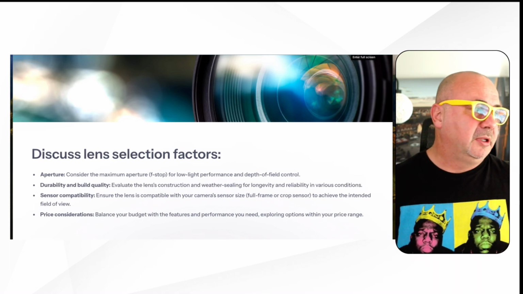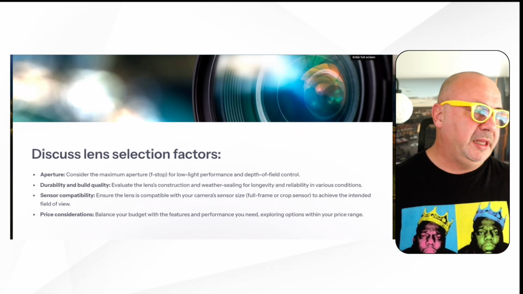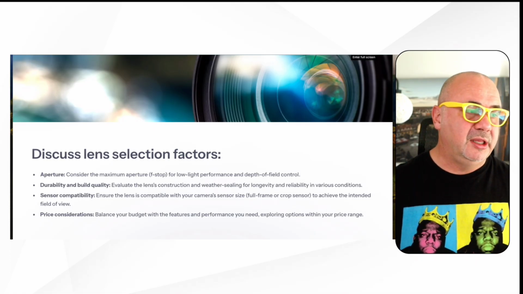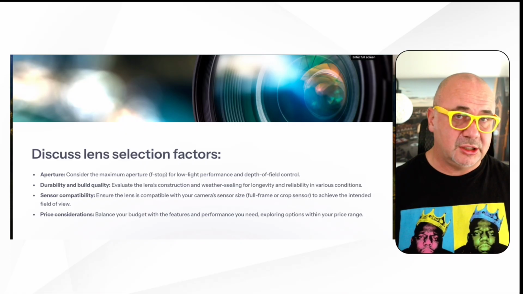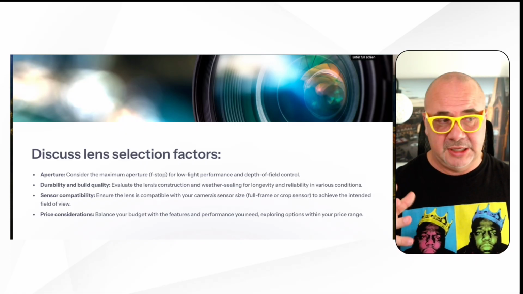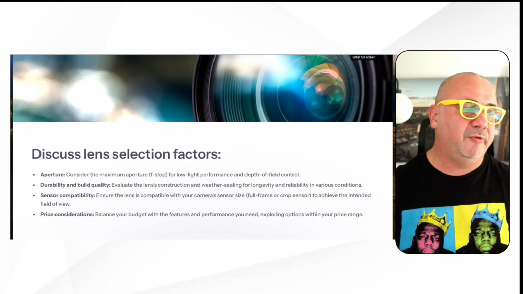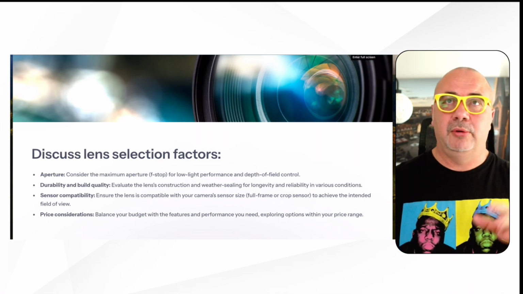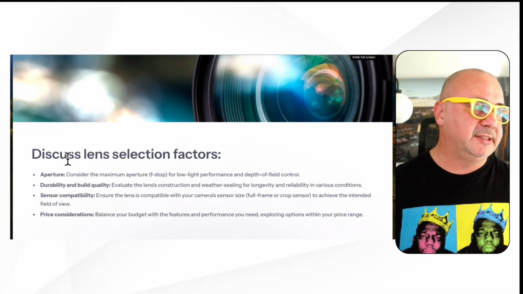So, aperture. Consider the maximum aperture f-stop for low light performance and depth of field control. Durability and build quality: evaluate the lens construction and weather sealing for longevity and reliability in various conditions. Sensor compatibility: ensure the lens is compatible with the camera sensor size, whether it's a full frame or crop sensor, to achieve the intended field of view. And price consideration: balance your budget with features and performance you need, exploring options within your price range. So now let's take this apart, slice and dice it so I can explain exactly what I mean.